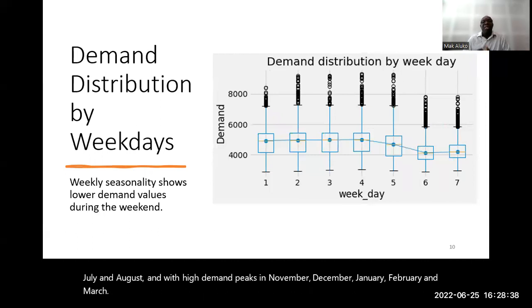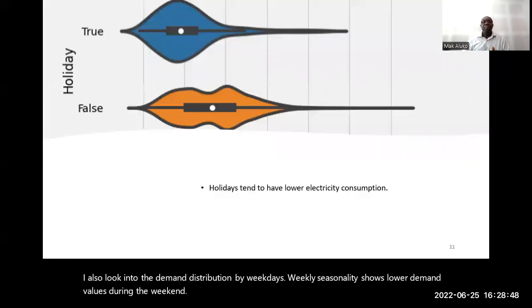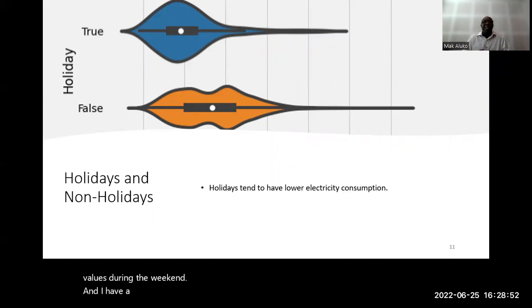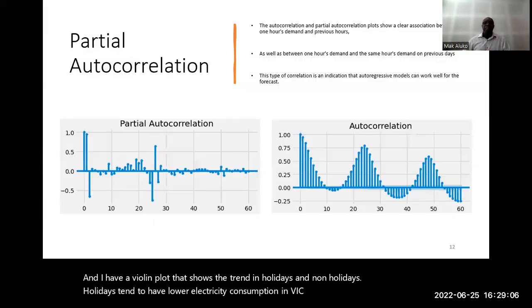I also look into the demand distribution by weekdays. Weekly seasonality shows lower demand values during the weekend. And I have a violin plot that shows the trend in holidays and non-holidays. Holidays tend to have lower electricity consumption in Victoria, Australia.